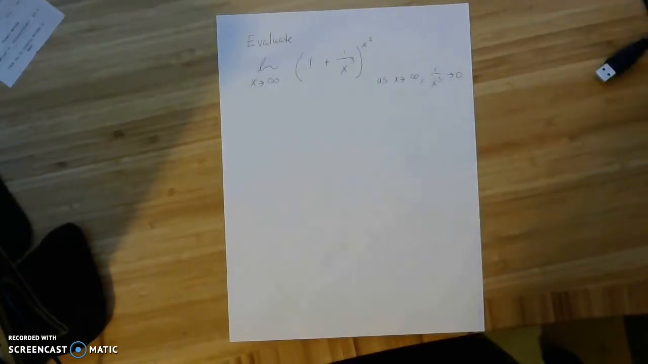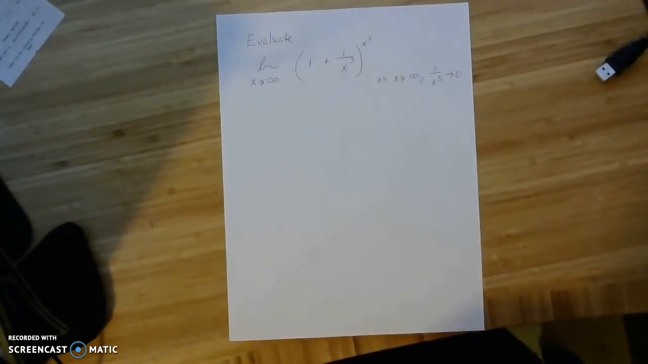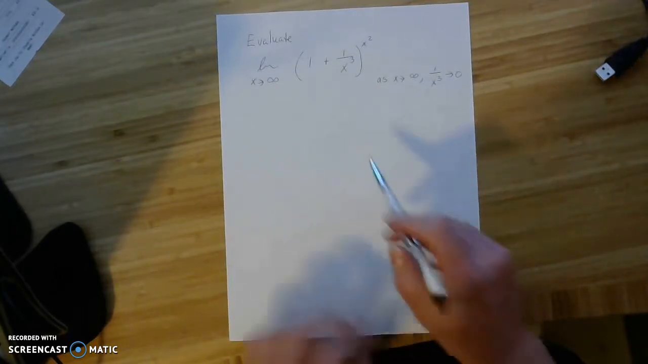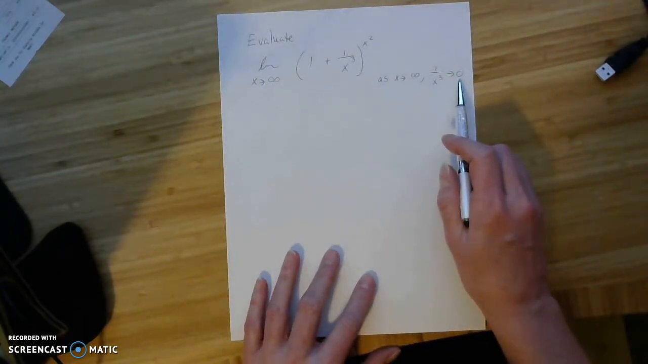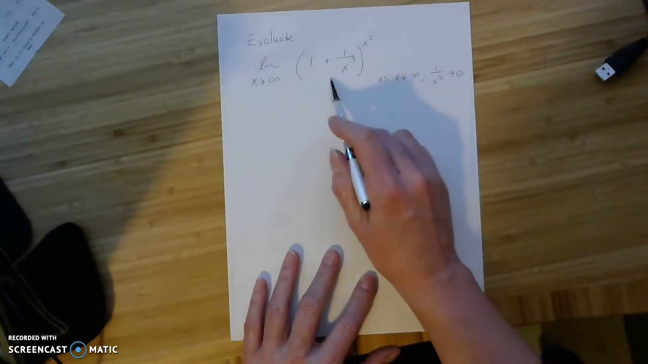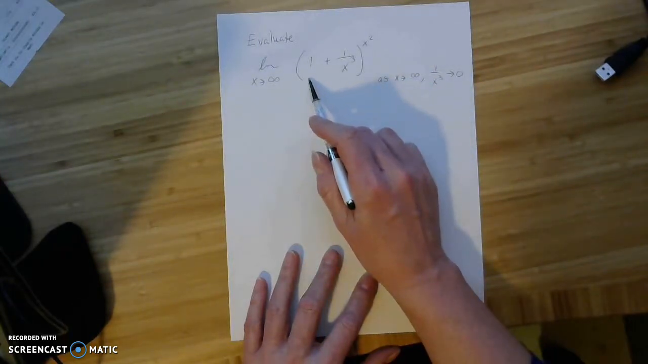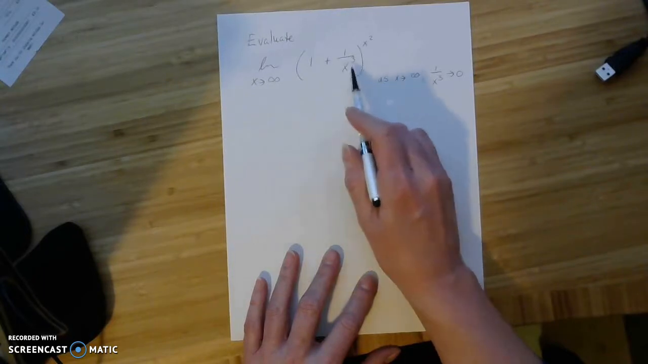Remember, infinity is a direction, not a number. It's like saying go west, but not saying when to stop. You just go west forever. But this is a limit, so it wants to know what it is getting close to as the x value gets bigger and bigger. As x gets bigger, 1 over x cubed gets smaller and smaller until the inside of this practically goes to 1, because 1 plus something approaching 0 is 1.